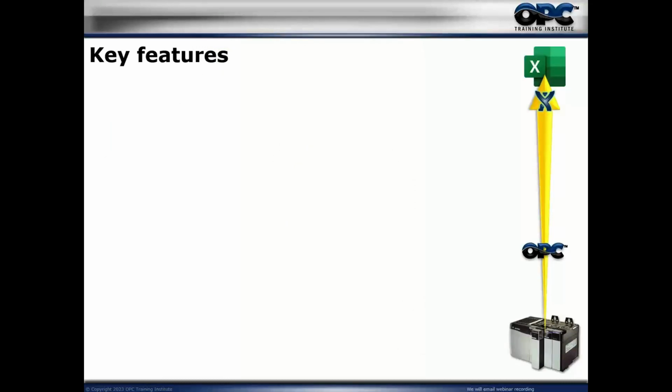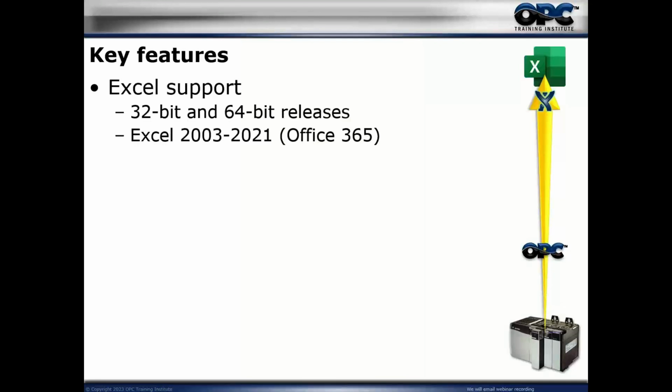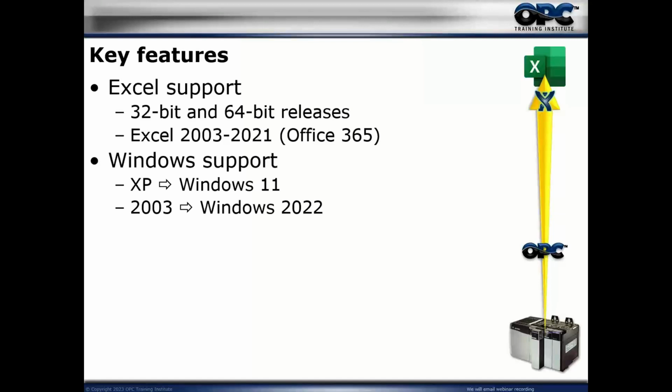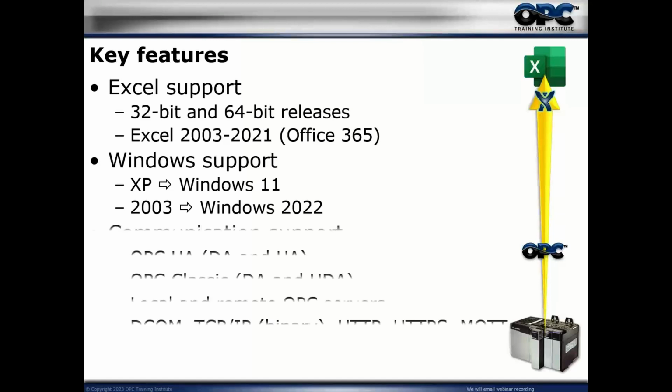Now, some of the key features that you really need to be aware of are these. Number one, for Excel support, you get 32-bit and 64-bit releases. So anything from Excel 2003 all the way to Excel 2021, meaning we're talking about Office 365. Now, as far as Windows support, you get Windows XP all the way to Windows 11 if you're using Workstation, and if you're using Windows Server, it works on 2003 all the way to Windows 2022. So Windows 10 is obviously there, so is Windows 7, so is Windows 2019, and so on. Every single version of Windows is supported.